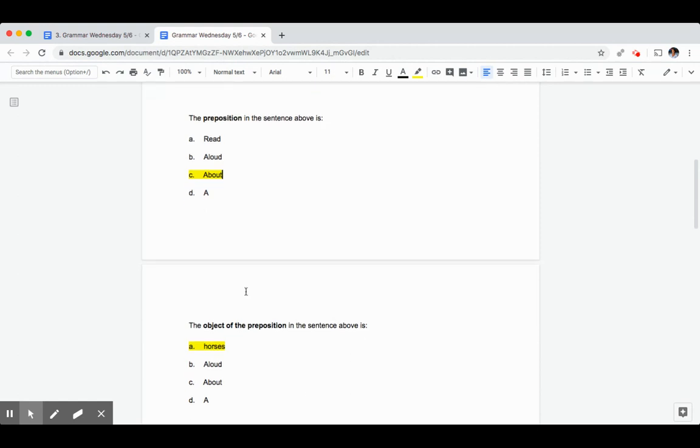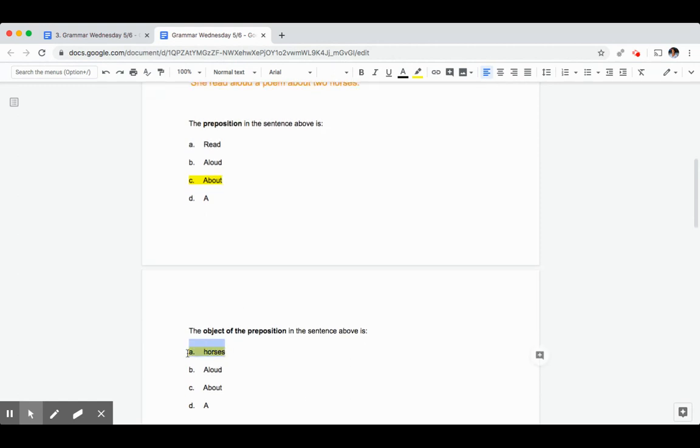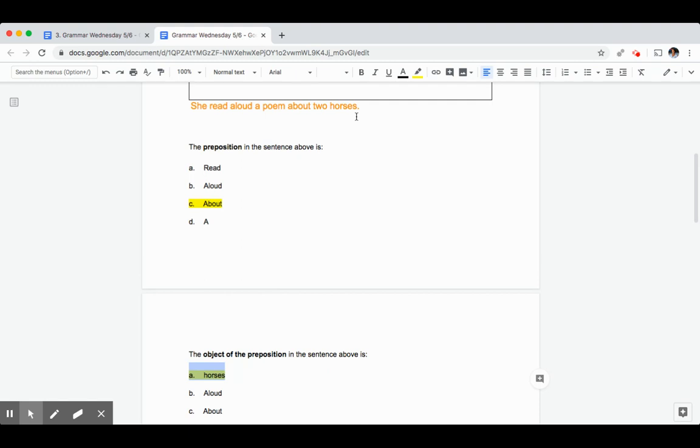So the object of preposition here was horses. Horses is the noun that about is connected to and that finishes and completes its meaning. She read the poem about horses. So I know that since about is my preposition, horses is the noun that's connected to that preposition. And it's also called the object of preposition.